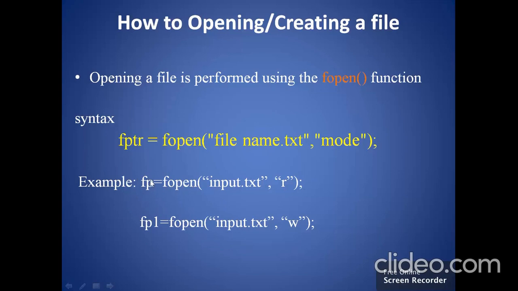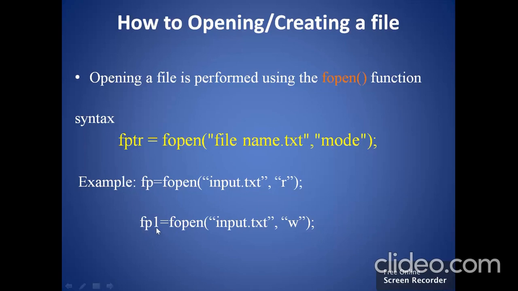Here fp indicates the name of the file pointer. Then fopen is the function used to open this file. Input.txt is the file name. Then r is the mode. This r indicates that this file is open for reading particular data from the file.